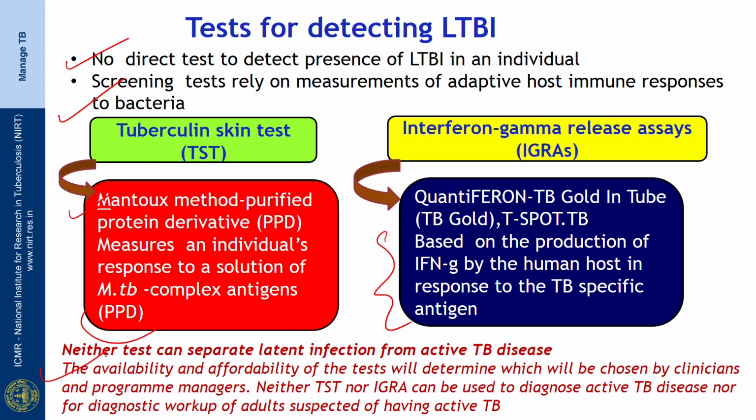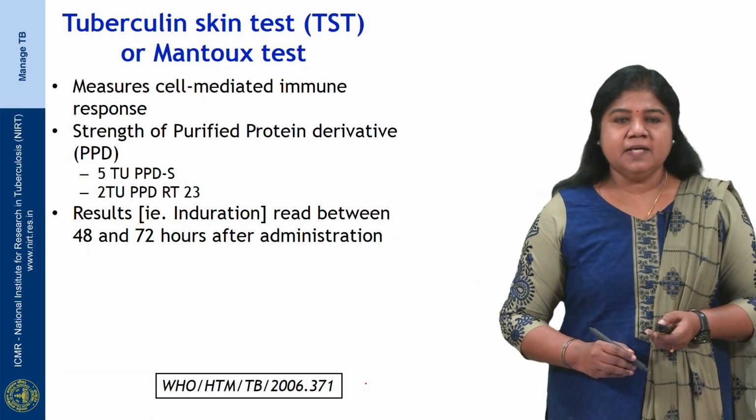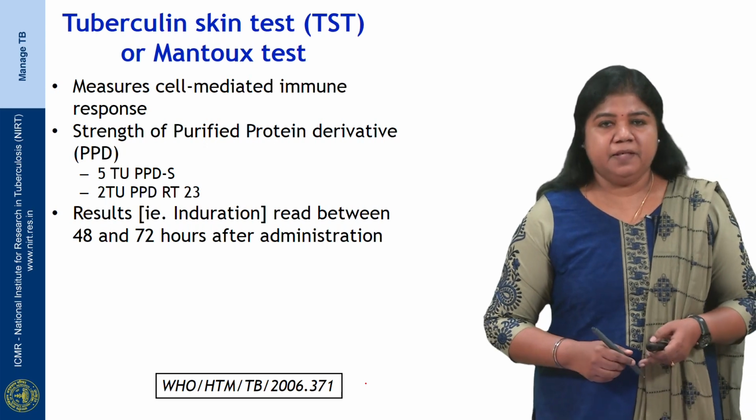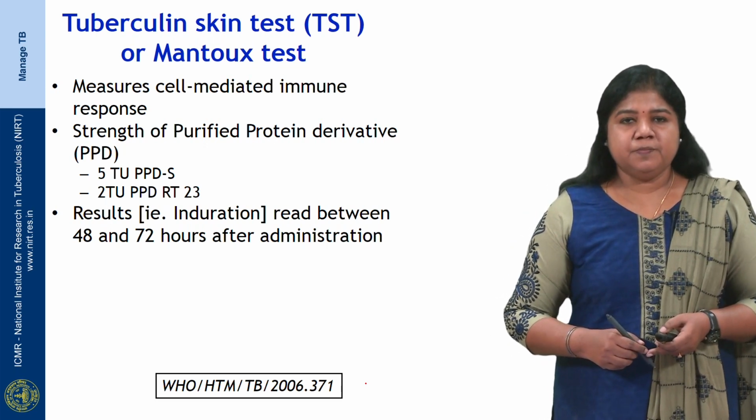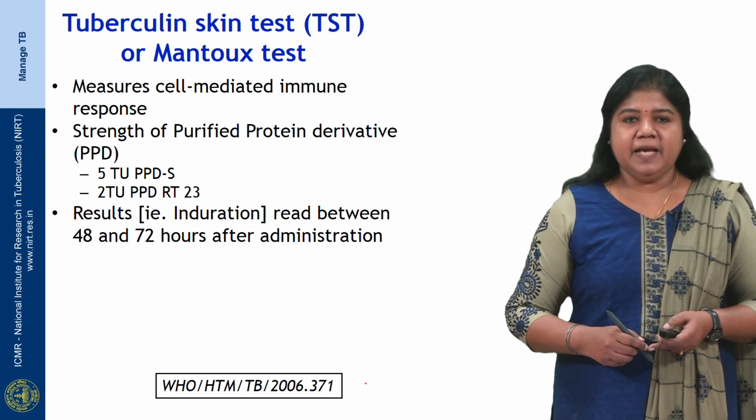Neither TST nor IGRA can be used to diagnose active TB disease. So, this is very important now for diagnostic workup of adults suspected of having active tuberculosis. The Mantoux test or the tuberculin skin test measures the T cell mediated immune response. The strength of the purified protein derivative used can be 5-TU PPD-S or 2-TU PPD RT23.